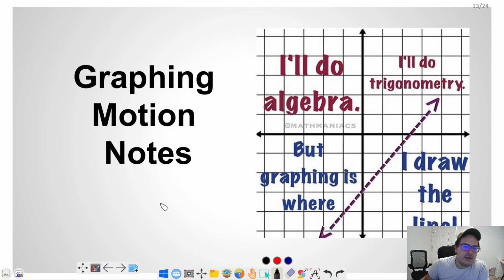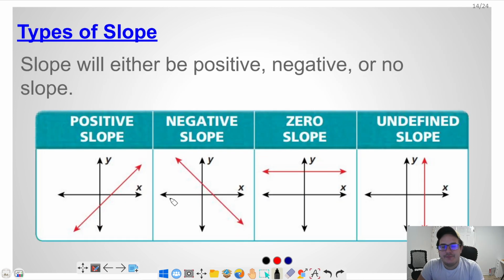Okay, so we've got graphing motion. The first thing we're going to do when we talk about graphing motion is talk about slope. Slope is the steepness of a line, and we talk about positive, negative, or zero slope. If you feel good on this, you can skip ahead in the video to the next slide, but I'm going to talk about this a little bit in depth.